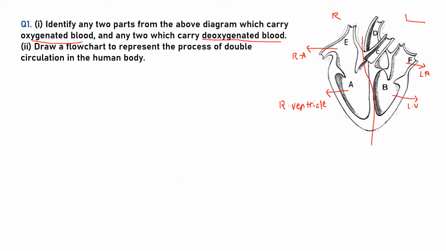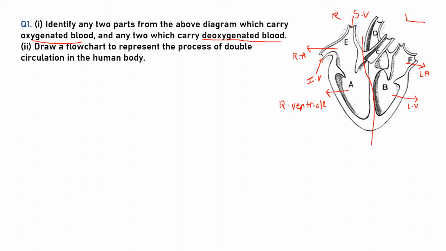So let's come to the deoxygenated blood, that is on the right part of my heart. These two, the inferior vena cava and the superior vena cava, will carry deoxygenated blood. Superior vena cava collects blood from the upper part of the body. Inferior vena cava collects blood from the lower part of the body.